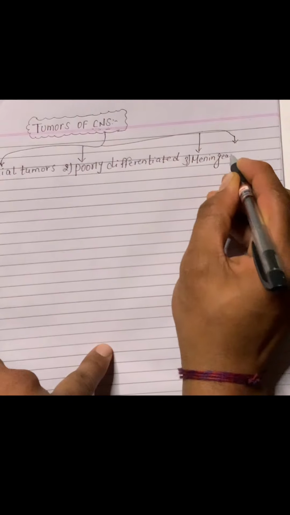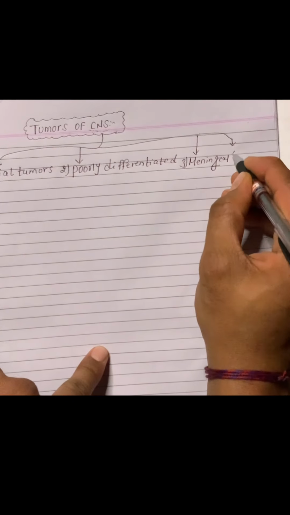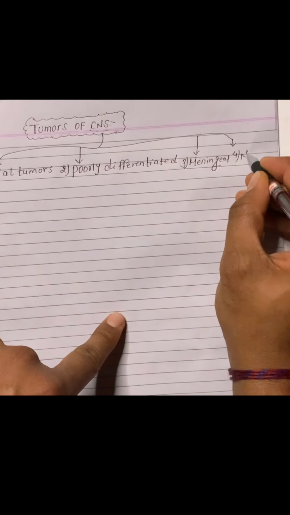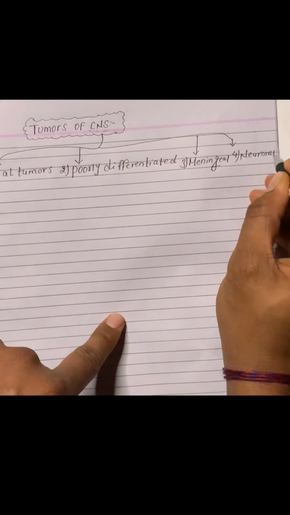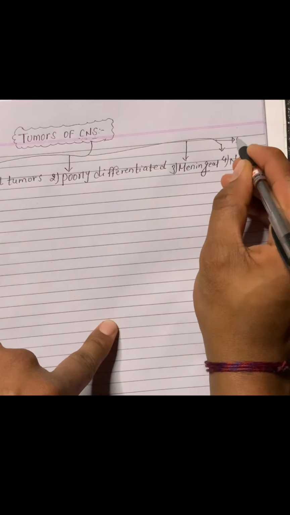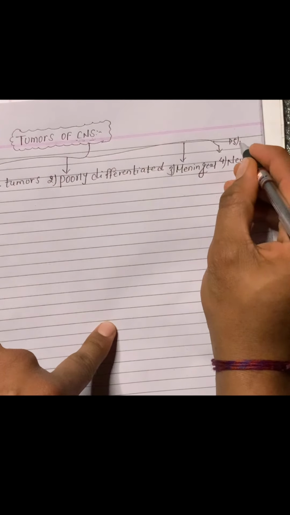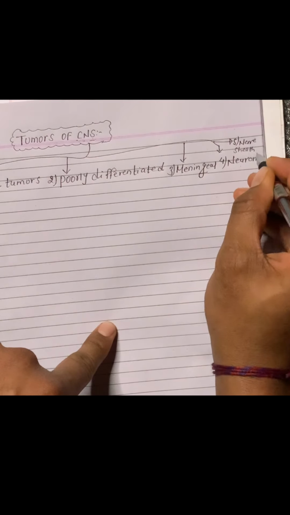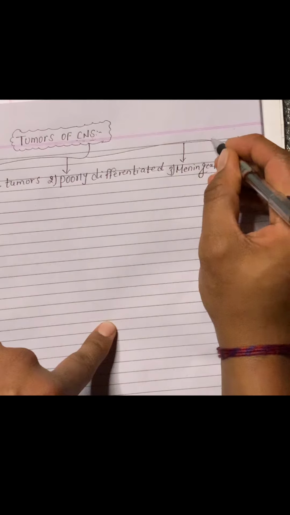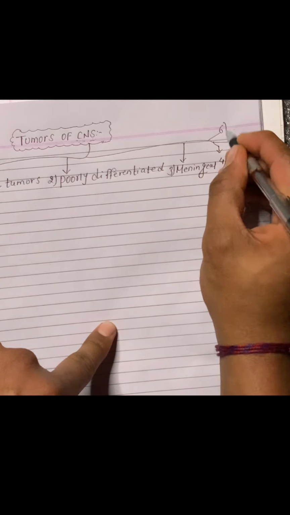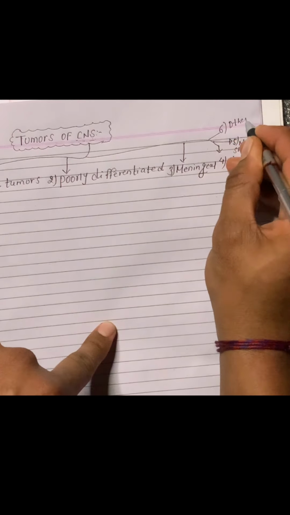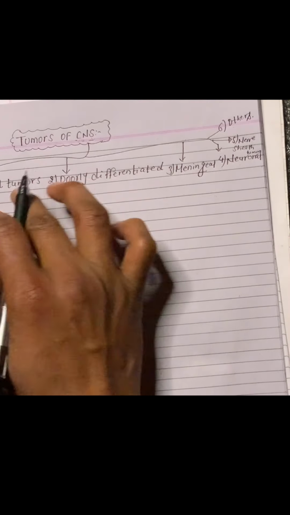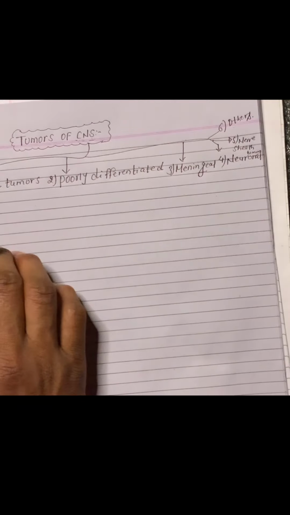So the third one is meningeal tumor, I'm writing just meningeal. The fourth one you can write here is neuronal. The fifth one is nerve sheath tumors, and the sixth one is others, other tumors. So we'll write all the tumors falling under this broad topic.